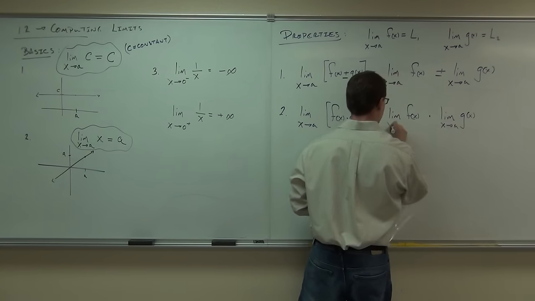How many people are okay with this so far? Do you see what we've done with these properties? We've actually broken up a pretty intense polynomial into limits of constants and limits of just x terms. Have you seen that? What's interesting is, I want you to think about this, can you do this for any polynomial?